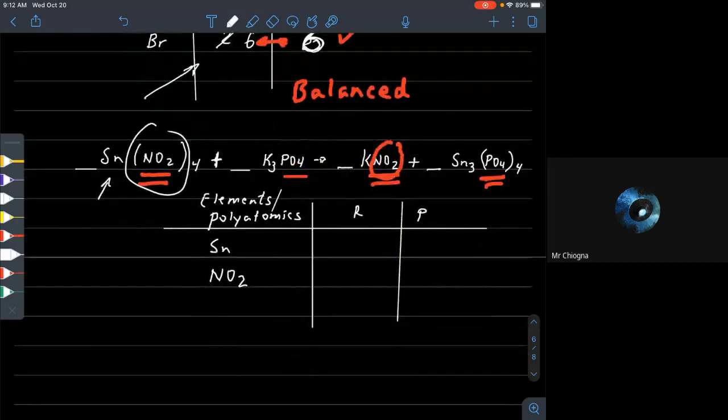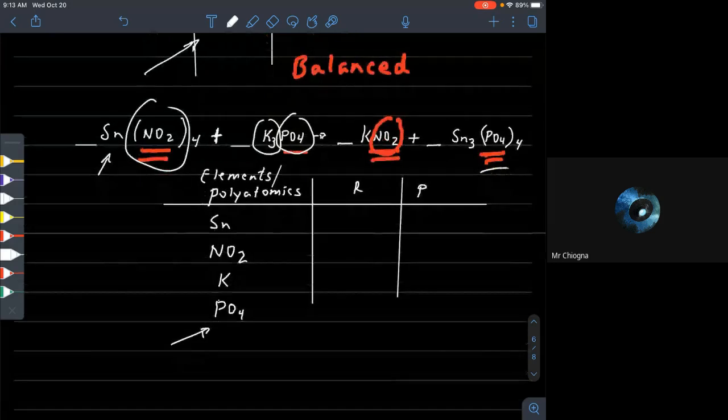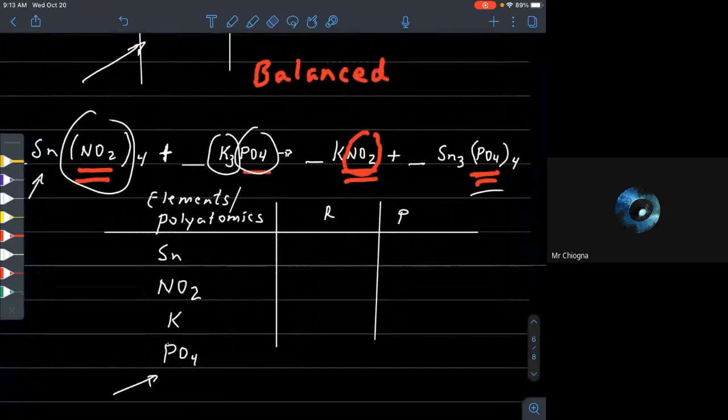Next one, K. Next one, PO4. Why can I write this? Because it's on the right. It's there on the right. Just going to erase some of these just to make it more clear.